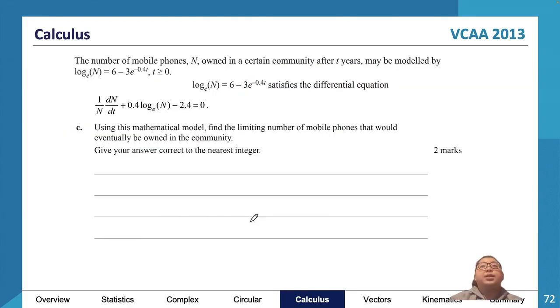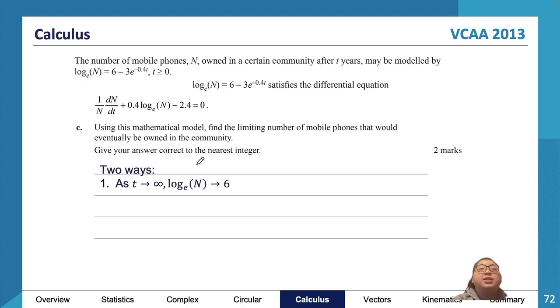Okay, so let's talk about this number of mobile phones now. The number of phones owned by a certain community after t years can be modeled by the equation log e n = 6 minus 3e^(-0.4t), and that satisfies the differential equation. Essentially it wants us to use this mathematical model to find the limiting number of mobile phones. We can find the limiting number of mobile phones in two ways.